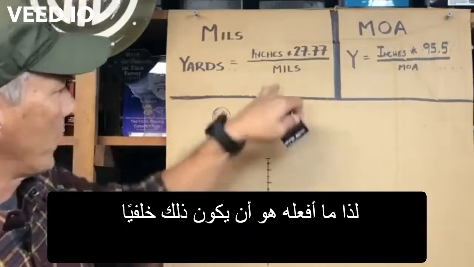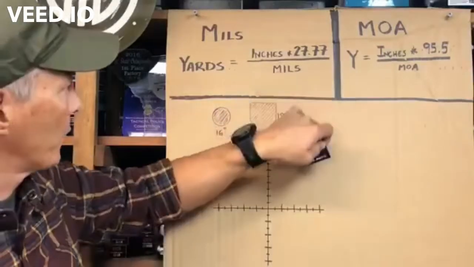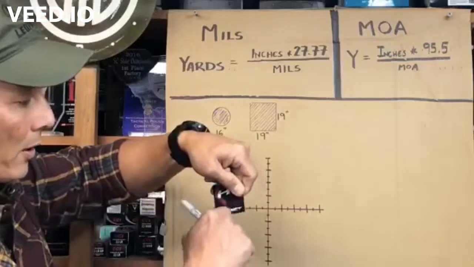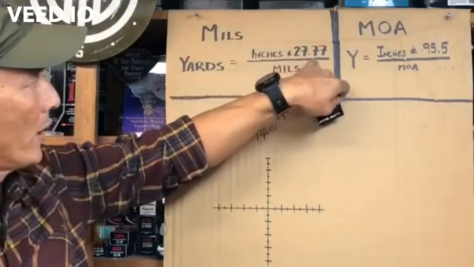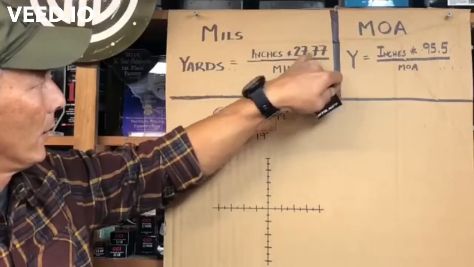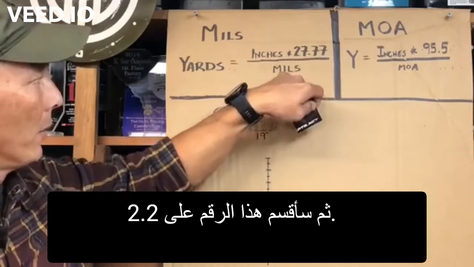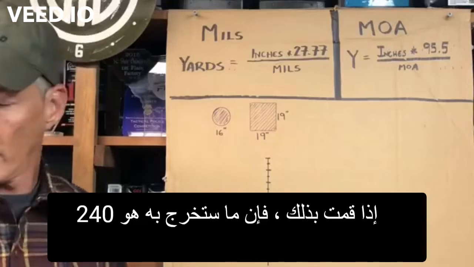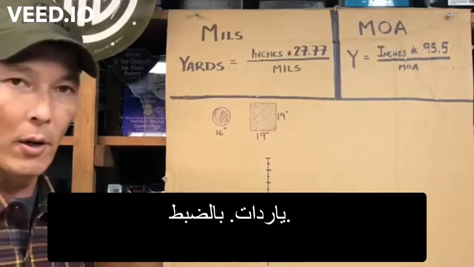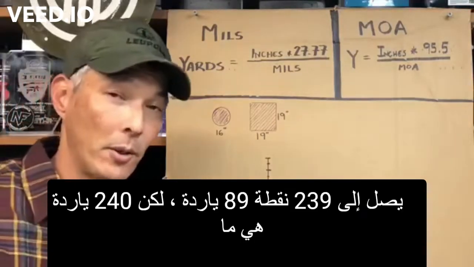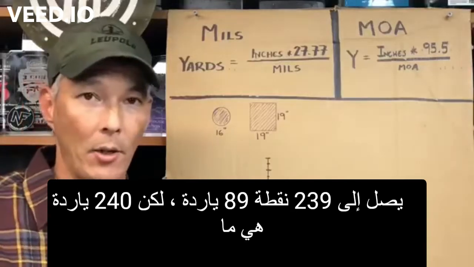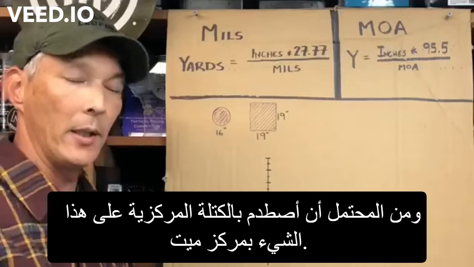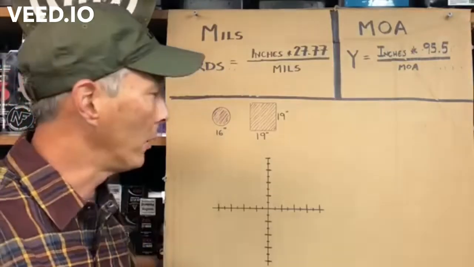So what I do is that's going to be my bottom here, my divider. So I'm going to take 19, because that's inches, that's on my horizontal, times the 27.77. Then I'm going to divide that number by the 2.2. If you do that, what you're going to come up with is 240 yards. Exactly, it comes out to 239.89 yards, but 240 yards is what I would use on my dope, and I'm probably going to hit center mass on that thing, just dead center perfect.